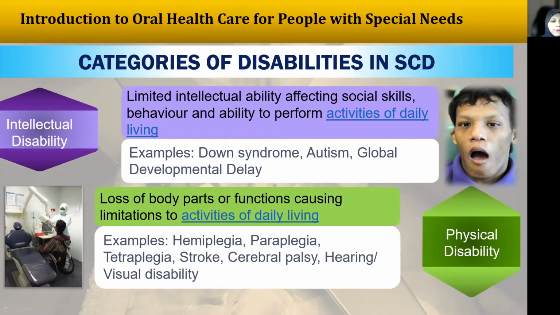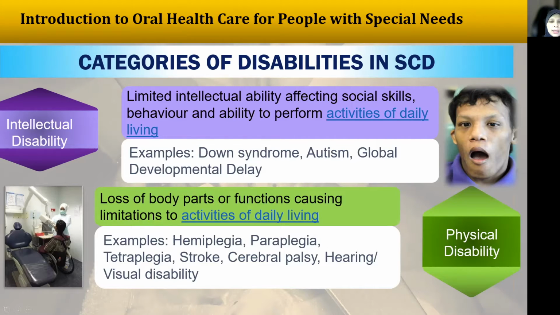currently in your student life. Okay, as compared to intellectual disability, physical disability is a type of disability that can be easily seen and identified, right? For example, patients who are paralyzed, or who have hemiplegia, paraplegia, tetraplegia, or cerebral palsy. Those patients sometimes are in a wheelchair, for example, and you straight away know that the patient may have some kind of problem, okay?